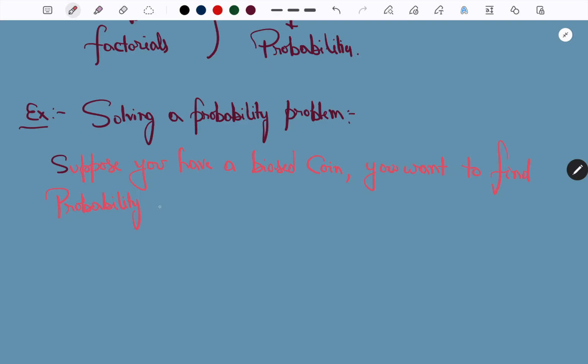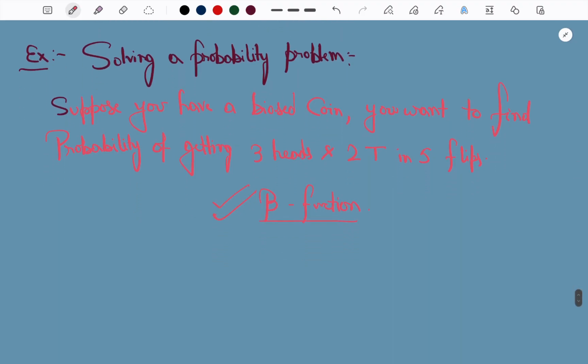You need to find the probability of getting 3 heads and 2 tails in 5 flips. So how would you find it? Now this beta function is going to help us out. Now it's simple. How do you do it? Think for a minute and I'll tell you the solution.